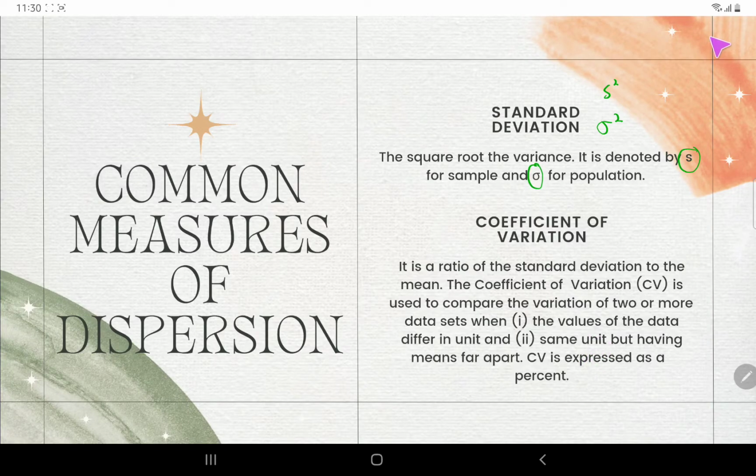So what's the formula for CV? CV is the ratio between standard deviation and mean. So you need to divide the standard deviation by the sample mean, and then multiply by 100%. That's the formula for CV.